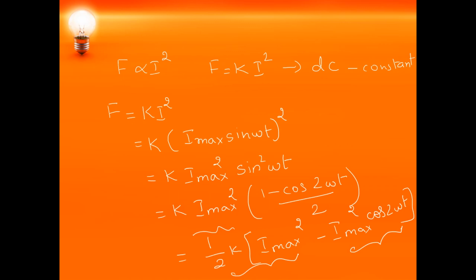So this first term is almost a constant, whereas the second term is time dependent and it pulsates at double the frequency of the applied AC quantity. We can see that it is 2 omega t. So it is double the frequency of the applied AC quantity. So what it does is it will cause the armature to vibrate at double the supply frequency. So it produces a noise. It produces the humming sound, or it becomes too noisy.